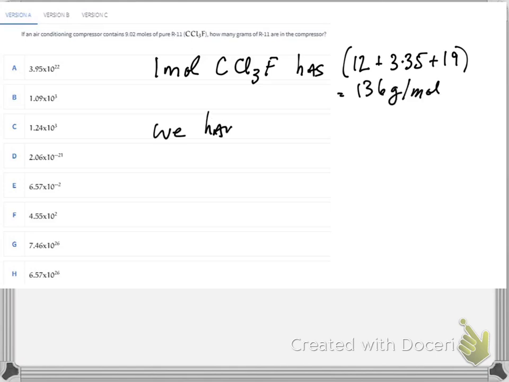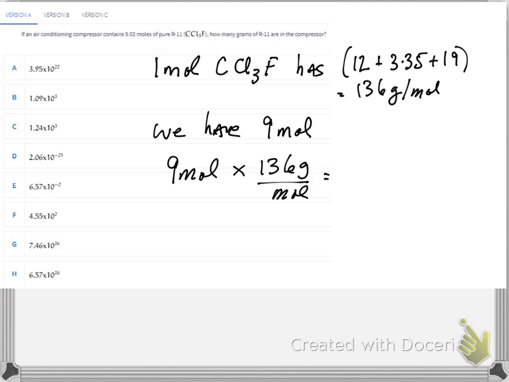So if we had 1 mole, then we'd have 136 grams. But we don't have 1 mole, we have 9. So we have to multiply the 9 moles times 136 grams per mole. If you multiply those together, you get the total amount of grams as 1,224 grams of CCl3F. If we put that in scientific notation, it's 1.2 times 10 to the 3 grams, and that would be answer C for us.